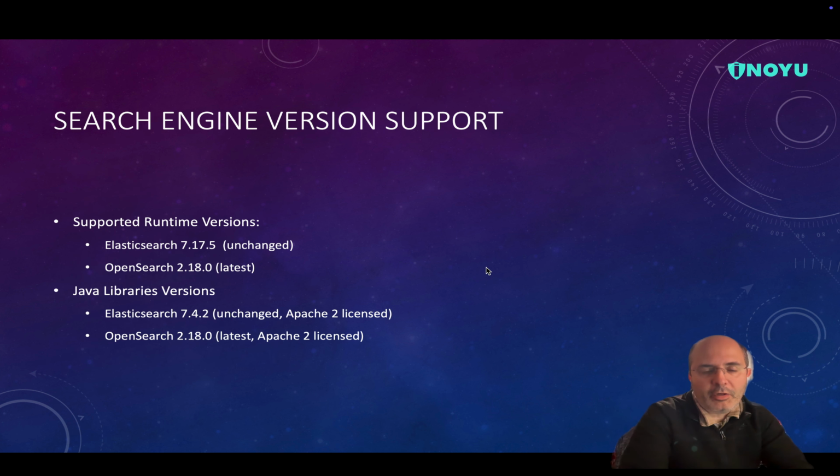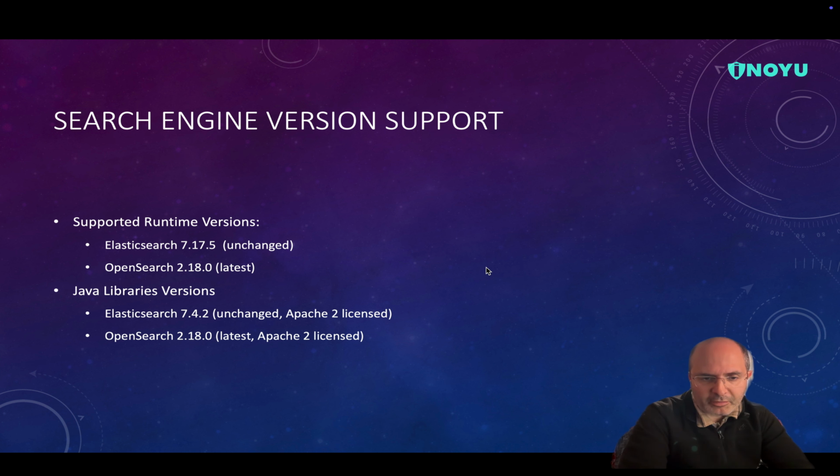I talked very quickly about the versions that are supported. Right now we differentiate between the library and the runtime. The runtime versions of the search engines that are supported are Elasticsearch 7.17.5. This has not been changed in the pull request. And OpenSearch 2.18.0, which is currently the latest. I think they're going to release a new version in the coming months.